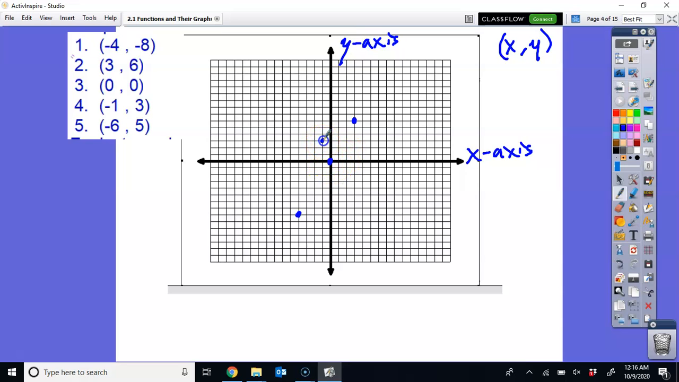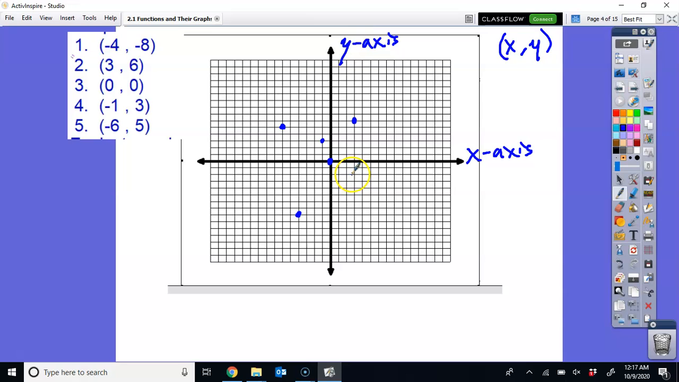Notice every point that I graph on the graph, I start at the origin. (-1, 3): -1 for x, 3 for y. And then (-6, 5): -6 for x, and 5 for y. So these points across the graph are just a set of points that you see plotted on this graph. They don't mean anything really necessarily to me. They're just points.